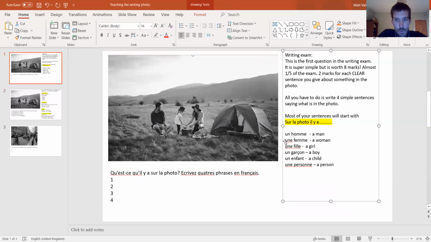Okay, un homme, une femme, une fille, un garçon, un enfant, une personne. Okay, you have to know those. That's 6 there. You need to make a note of them. You need to put them up in the room somewhere. That's an easy load of marks you can gain there.